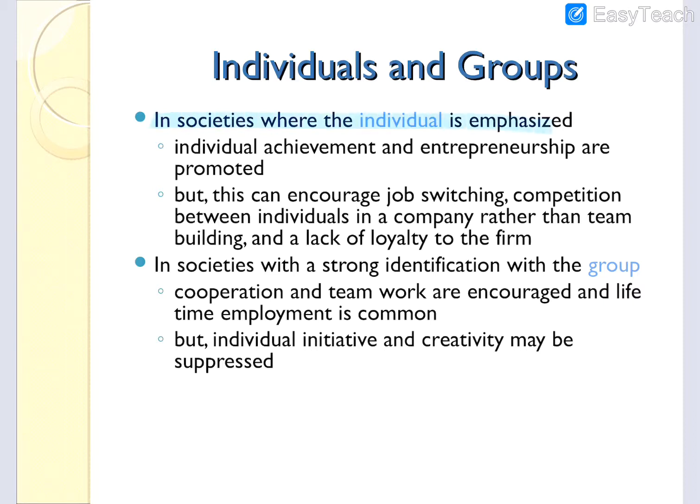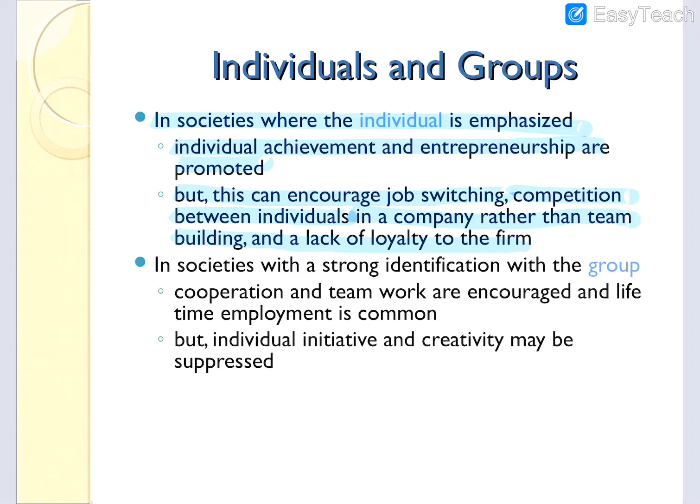Next, in society where the individual is emphasized, normally individual achievement and entrepreneurship are promoted, but this can encourage job switching, competition between individuals in a company rather than team building, and a lack of loyalty to the firm. Okay, if you are more towards individuals, you tend to do job switching. You can change your job, and the competition between individuals in the company is high, and there's no team building because you tend to work individually, and if you are more of an individual person, you lack loyalty to your organization.